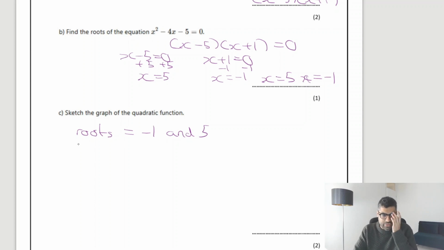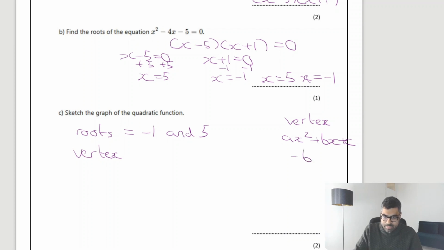The next thing we're going to need is the vertex. The vertex is essentially the turning point of the graph. Now to work out the vertex, let me just do it on the right hand side. For the formula ax squared plus bx plus c, the formula is minus b over 2a, and that will give us the x coordinate of our vertex. Well, we know the a is 1 and we know the b is minus 4, so x is equal to, the b is minus 4, so it's a double negative, so it's going to be plus 4 over 2 times 1, which is just 2. So our x coordinate is 2.